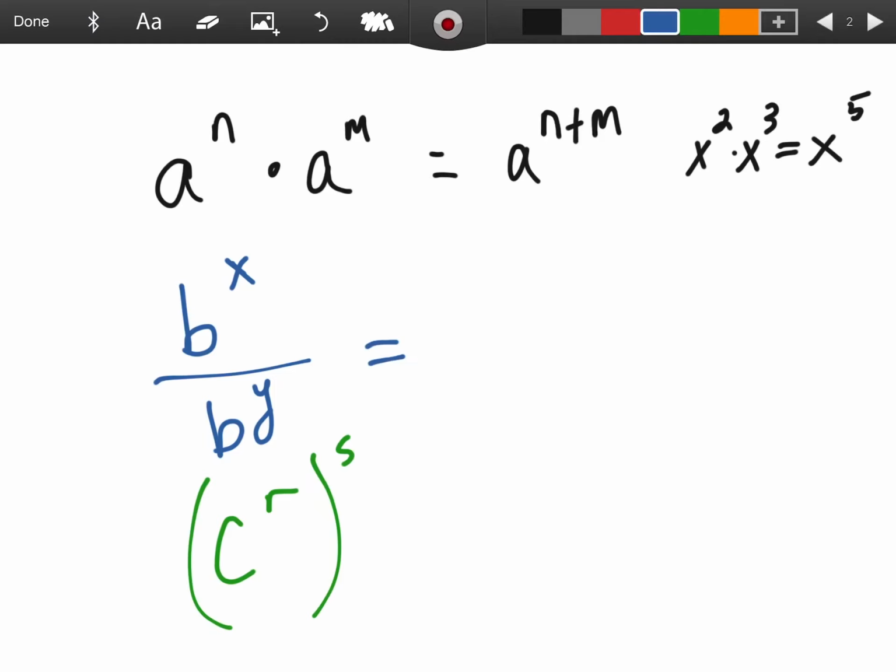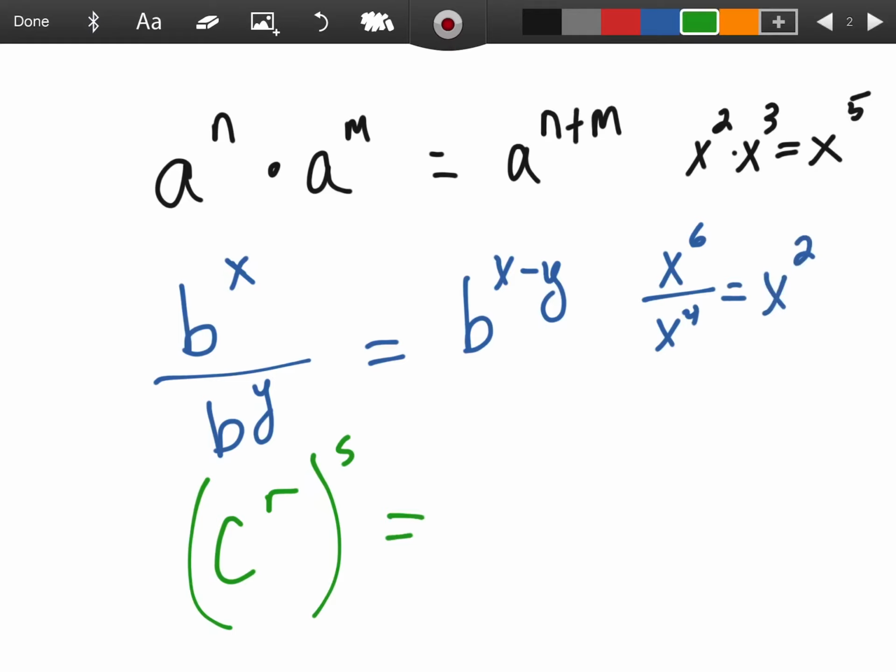All right, in this next problem, we have b to the x divided by b to the y. So again, same base, it's just division now. And we are going to subtract. So it's b to the x minus y. You subtract the exponents. Here, if we have x to the 6th over x to the 4th, that's the same thing as x to the 6 minus 4, which gives us 2. That's x squared.